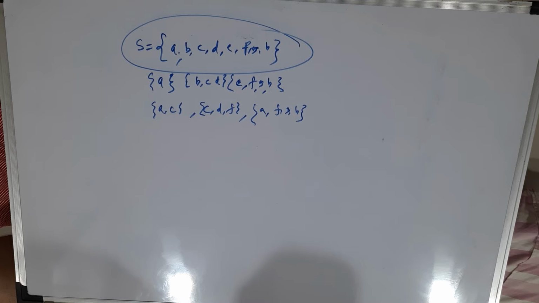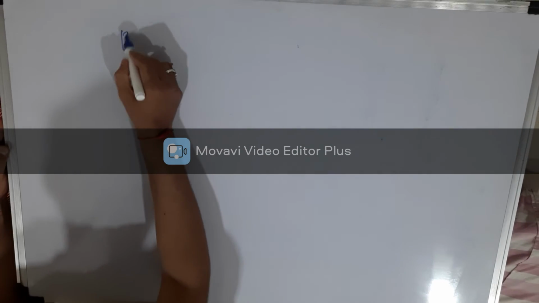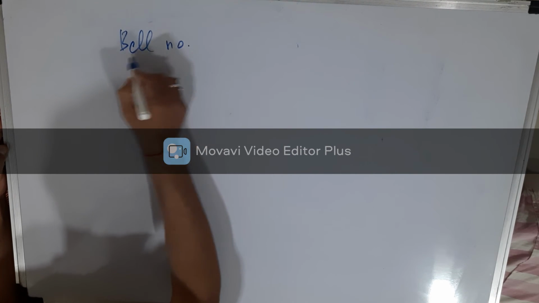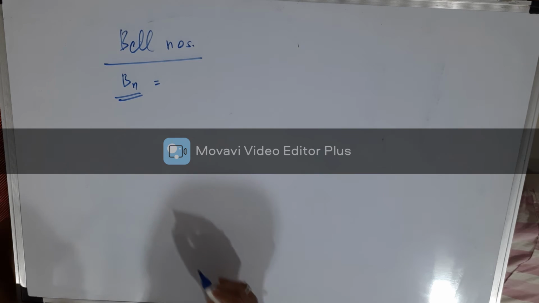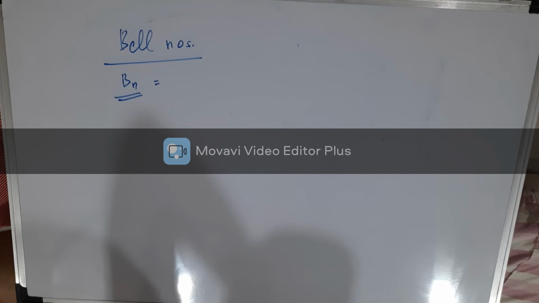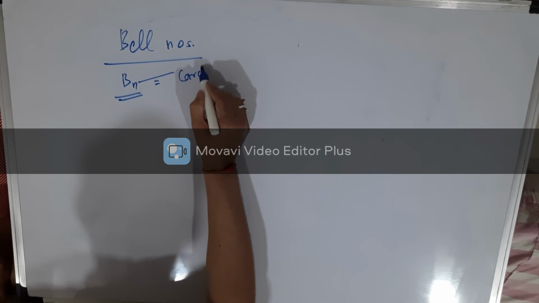What are Bell numbers? Now we will go to the last topic, which is called Bell numbers. Bell numbers give the count of the number of ways to partition a set. They are denoted by B of n. It is the number of ways you can do the partitioning, where n is the cardinality of the set.